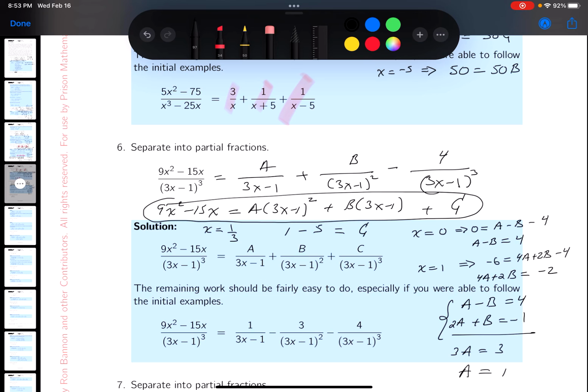Let me go back up here and get my eraser out and write that down. Now, the question is, how do you get the B? Well, I'm looking at this. I think it's pretty easy, right? So what do you get? You get 1 minus B is equal to 4. So B would have to be minus 3. So let me go over here and put that down.